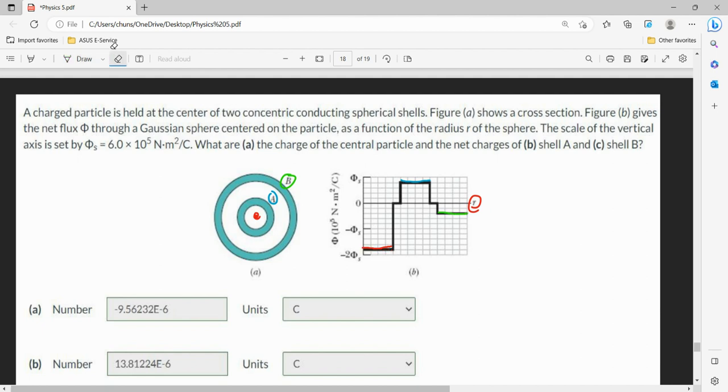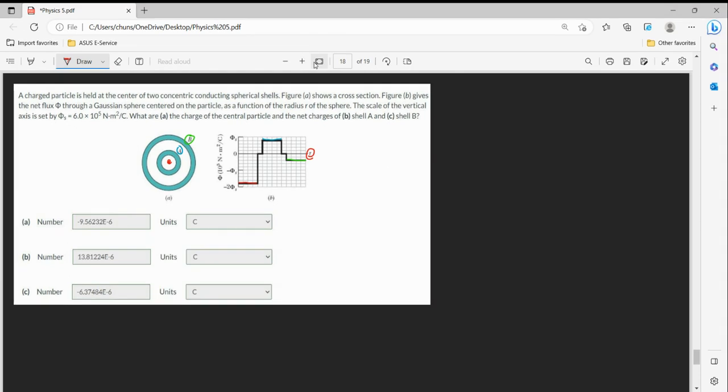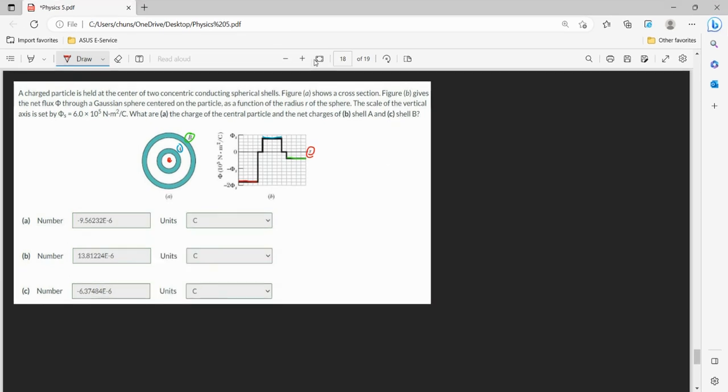Okay, so let's start with our first one. And we're going to be using the right side of our Gauss's law equation. So let's start with our red. So we use our flux is equal to Q enclosed over our epsilon naught. And we want to find what our charge is. So if we move things around, our charge becomes flux times epsilon naught.